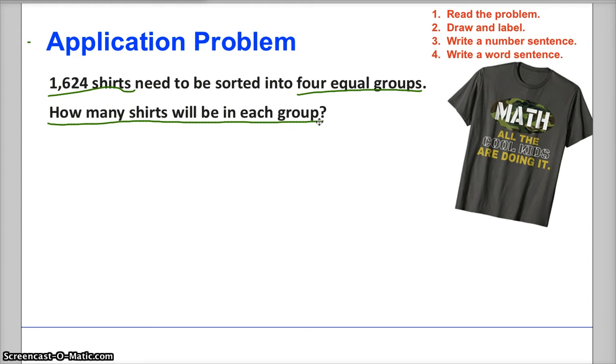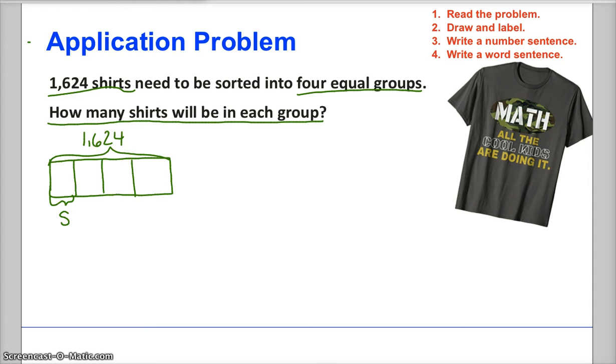My question says, how many shirts will be in each group? So I want you to pause the video and draw a tape diagram and then solve the problem. If you get stuck, look at my tape diagram, pause it again, and then try to do the rest of the problem yourself. Okay, here's the tape diagram based on the problem. I have a total of 1,624 shirts. I have 4 equal groups, so my tape diagram represents the 4 equal parts. My variable is how many shirts are in each group, so that goes right here. So again, pause the video if you got stuck and needed help here. If not, continue on and I'm going to solve the division problem because I'm dividing the whole into 4 equal groups to find the number in each group.